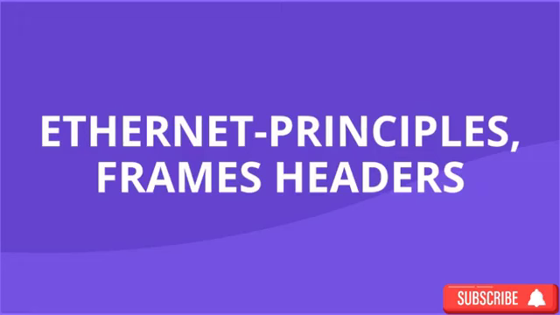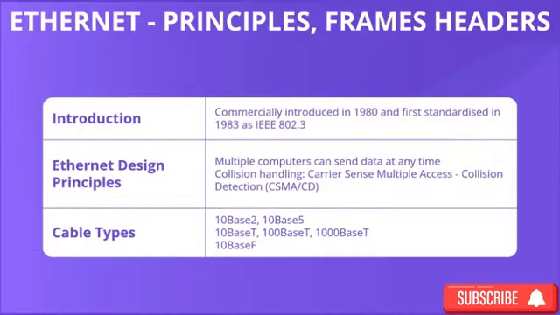Ethernet has been a relatively inexpensive, reasonably fast, and very popular LAN technology for several decades. It was commercially introduced in 1980 and first standardized in 1983 as IEEE 802.3. It has since been refined to support higher bit rates and longer link distances. Ethernet has since become the most popular and probably the most widely deployed network technology in the world.